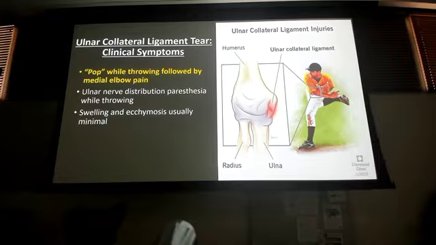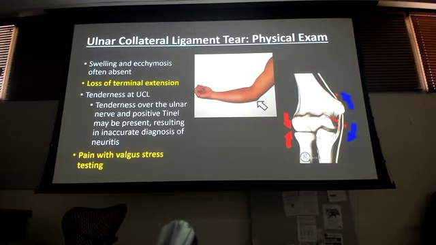In your mind, you remember that picture. I can show it if we need to. But the swelling may be minimal or it may be very localized. Everybody knows what I mean by localized, right? Just right there on or about the medial elbow. Okay? There you go. So then it says often absent. Again, it may or may not be there. Okay? Loss of terminal extension.